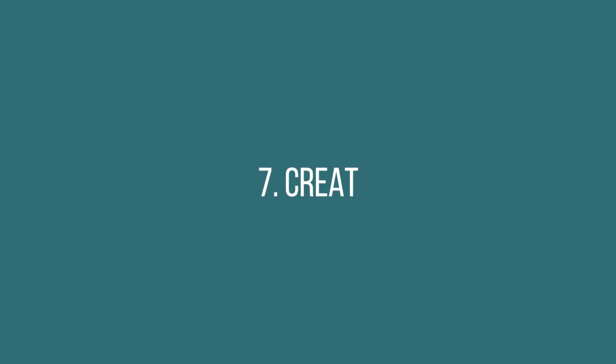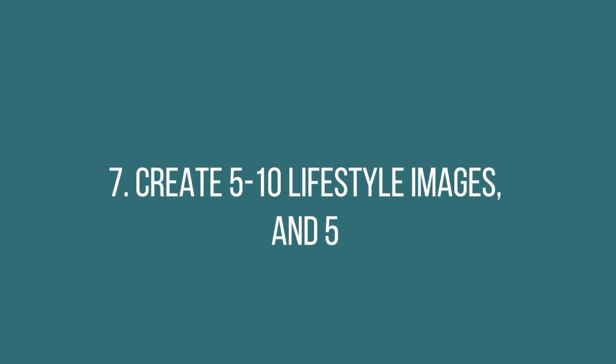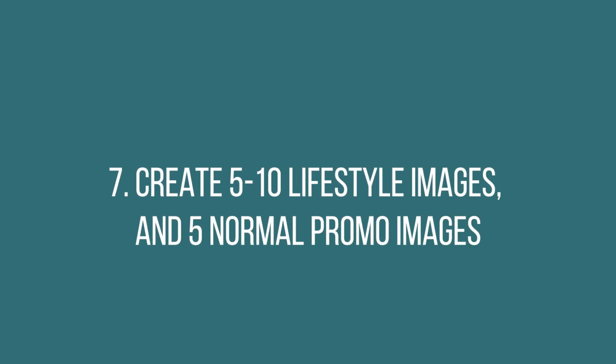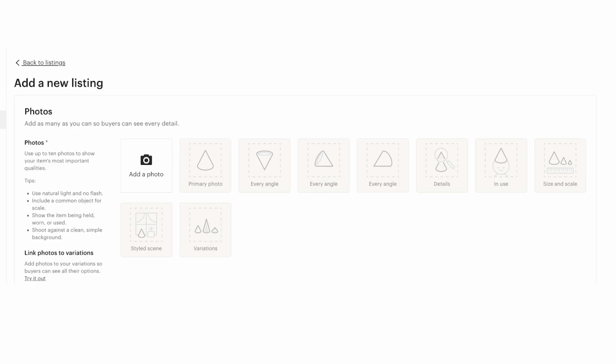Number 7 is to create 5 to 10 lifestyle images and then 5 normal promotional images that you can use across different social media platforms. Now, the reason why this is really cool is because if you're selling on Etsy, you can actually upload your own images. So having different lifestyle images with different kind of people wearing the shirt, it relates to a much larger audience. As well as that, it just makes your design stand out from others. It makes it look slightly more professional.